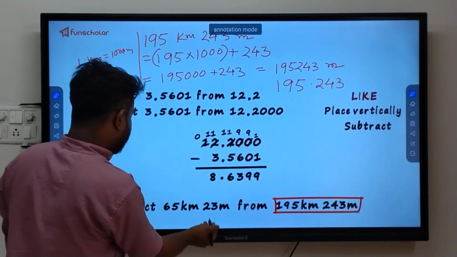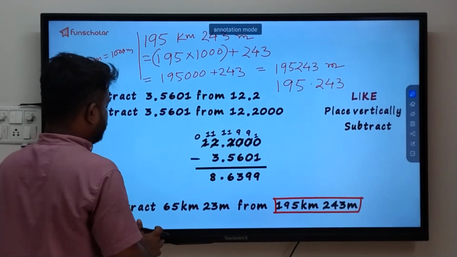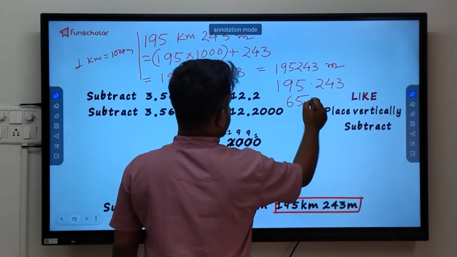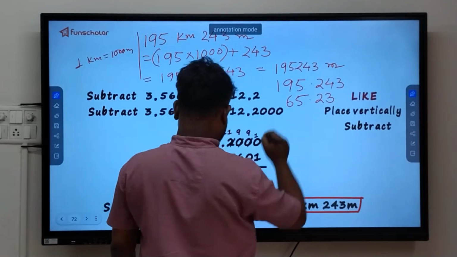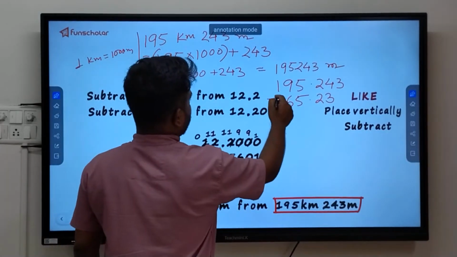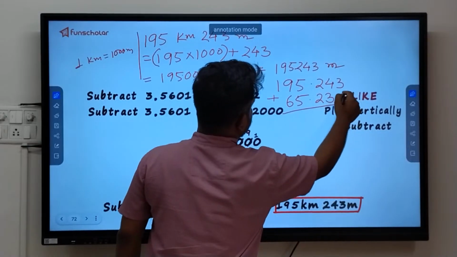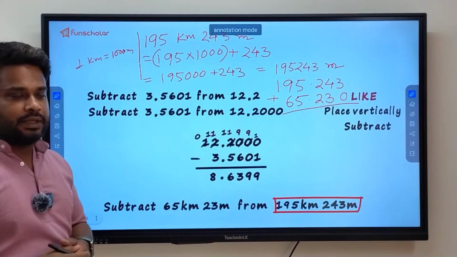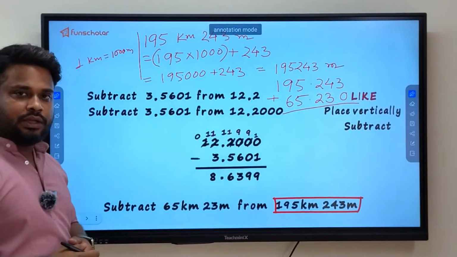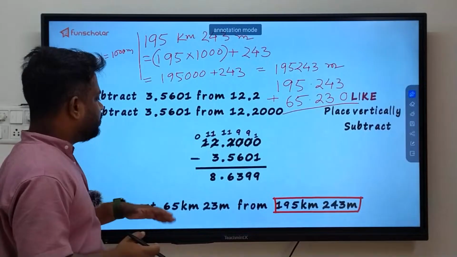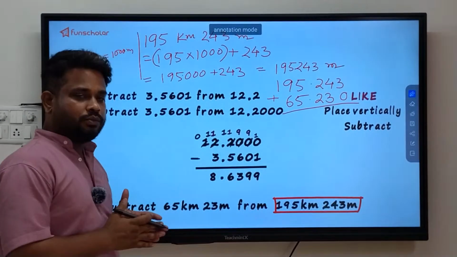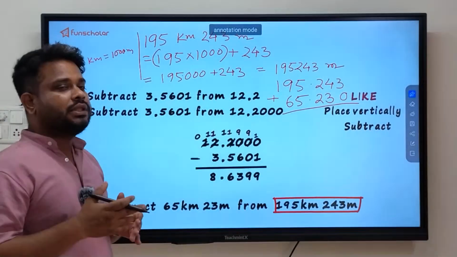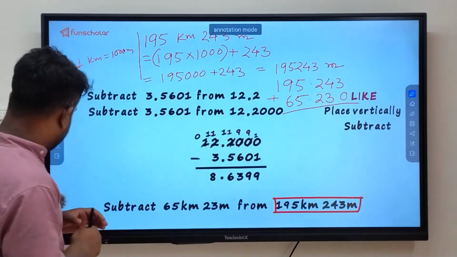Okay, and then again by the same process, we can write 65 km and 23 meters also like this, and then we can add this, putting a 0 in the empty place. Okay, got it? These types of sums are also given in your books, so you can practice it carefully, or let me know the answers in the comment section. Okay.